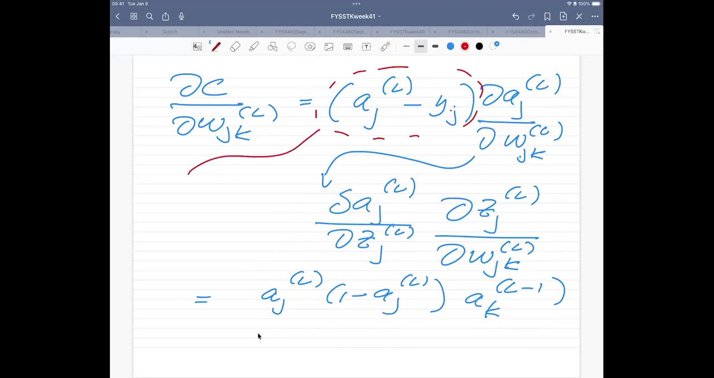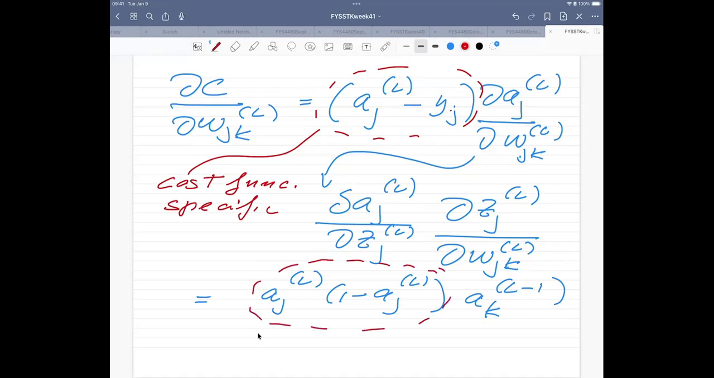This is cost function specific. So if I have the cross entropy for a binary case, that derivative will be different. The term which you have here, this one, so let's just ring this in here. This one is activation function specific.